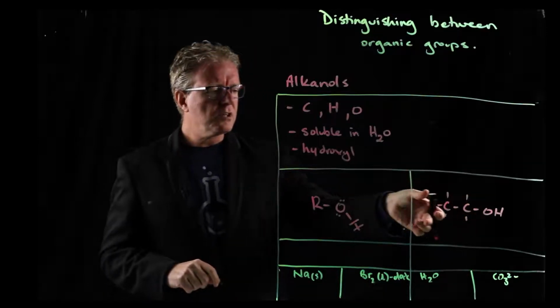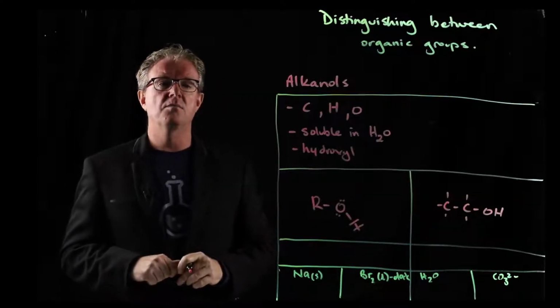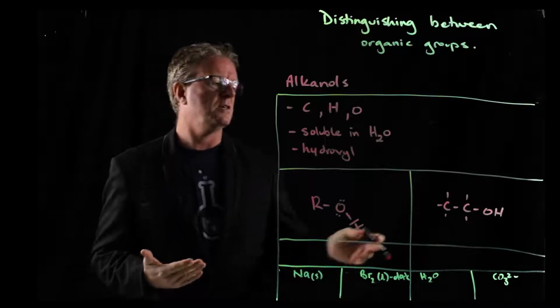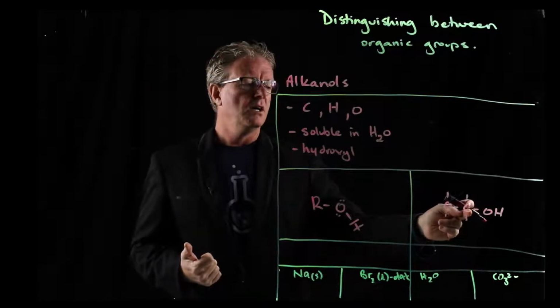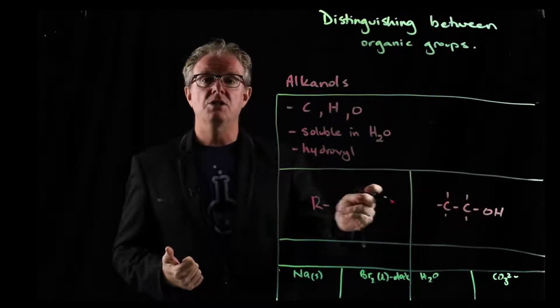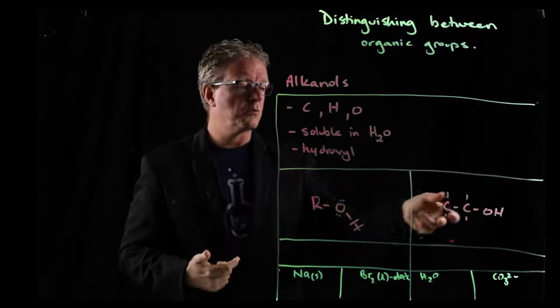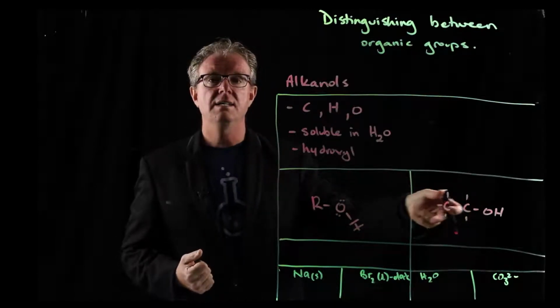Now, the longer the carbon chain, then the more insoluble it's going to become, right? So if we only have one OH group, when we start increasing the length of the carbon chain there, it's going to become more and more insoluble because this portion of the molecule is hydrophobic.